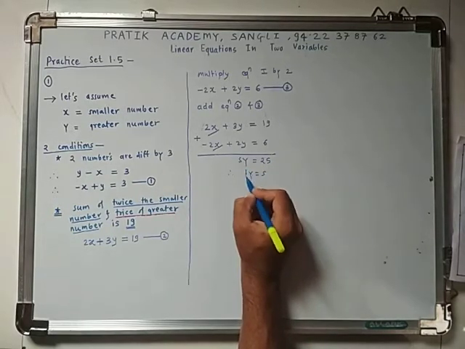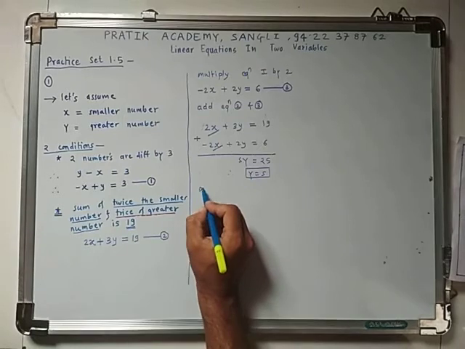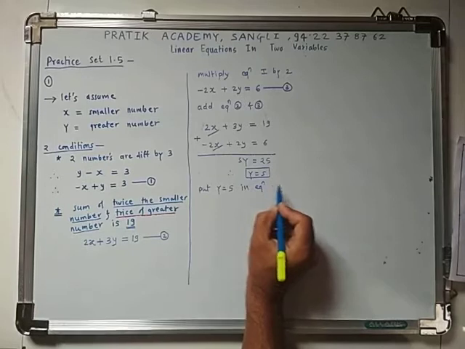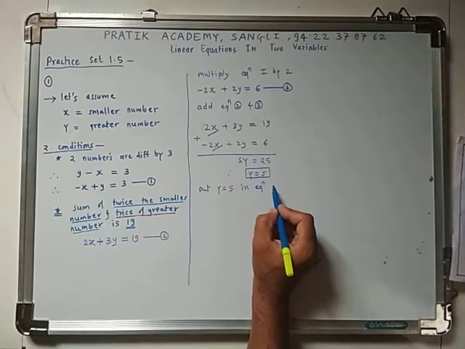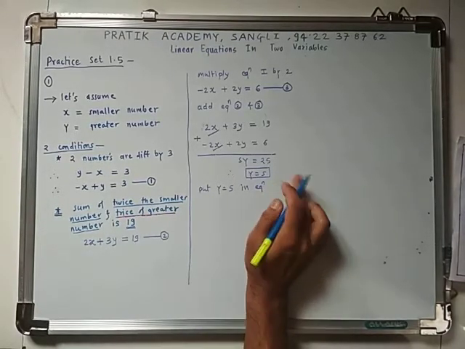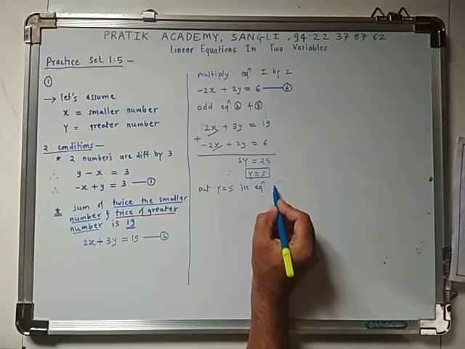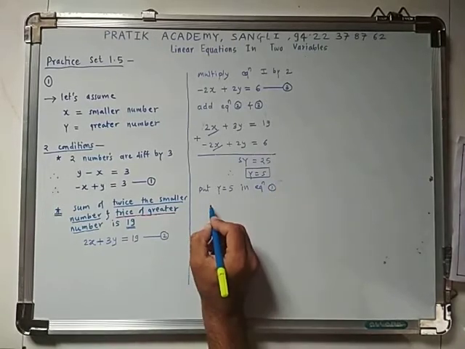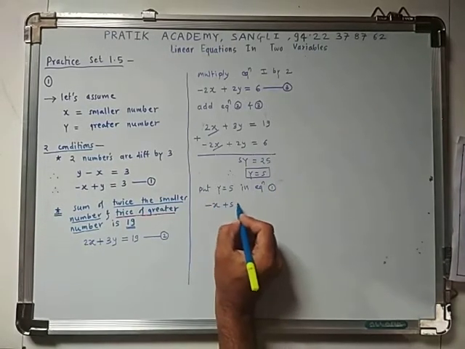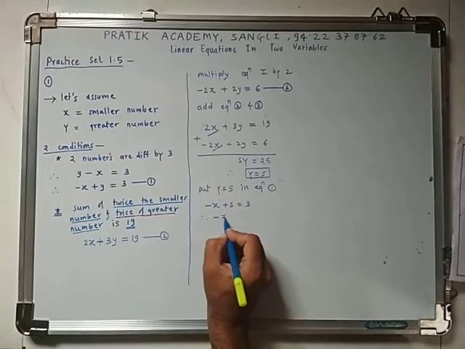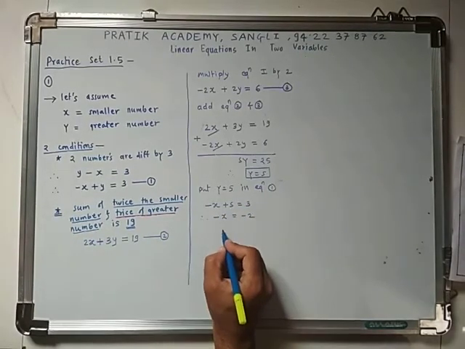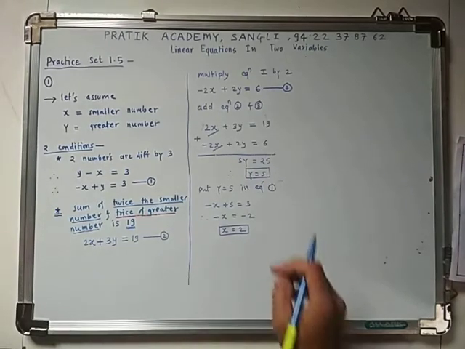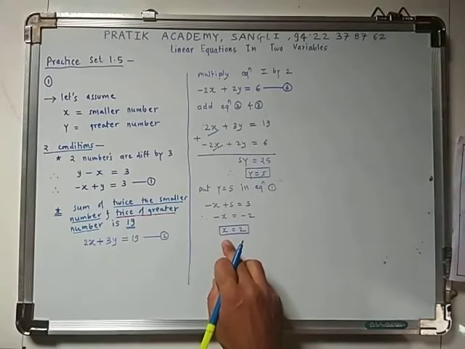Therefore y becomes 5. So put y equal to 5 in any one equation. I will put this in equation 1. What will you get? Minus x plus 5 is equal to 3. Therefore minus x is equal to minus 2. Therefore x is 2. So we get the values of y and x.